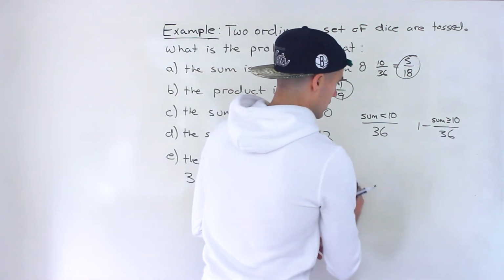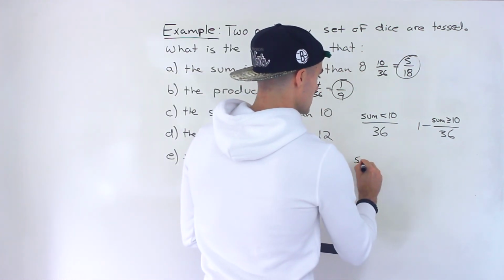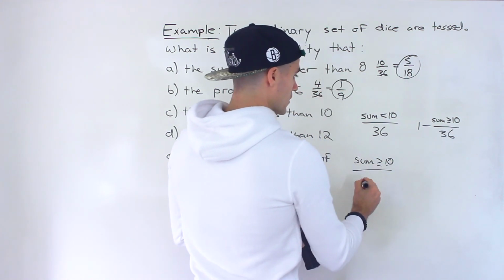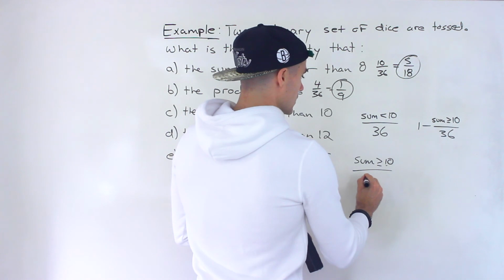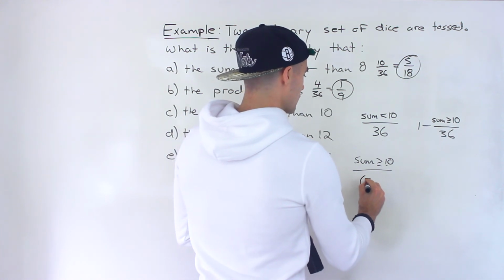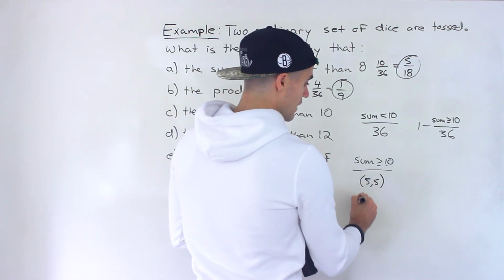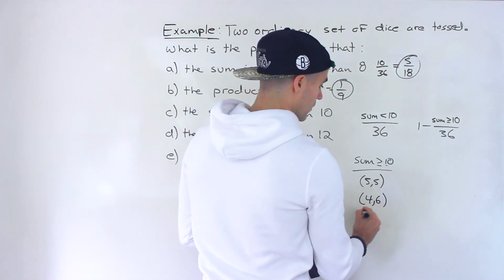Because if we look at all the possibilities where the sum is greater than or equal to 10, how many would there be? Well, it would be, what, 5 and 5, would work. Let's start with a sum of 10. So 5 and 5, 4 and 6, 6 and 4.